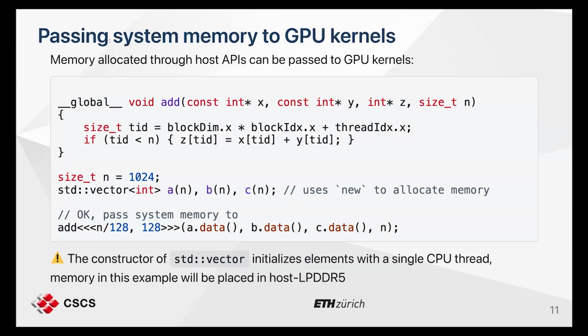Here are some examples on how to show that we can pass system memory to GPU kernels. Here is a simple CUDA kernel, which adds 2 arrays into a third one. However, the allocation here is done by the std::vector, which uses new to allocate system memory. The initialization of the elements is done by the constructor of std::vector, with a single CPU thread, which means that the memory in this example will be placed in the host memory. So you can still pass this memory to the GPU kernel, but this memory will be on the CPU.